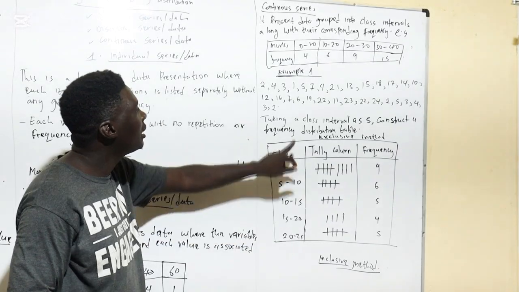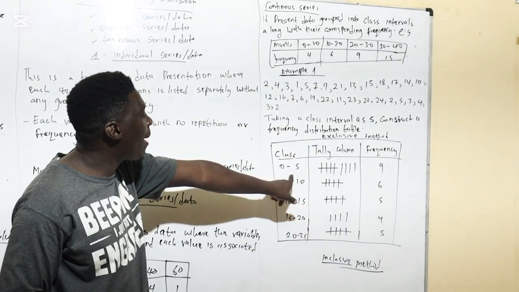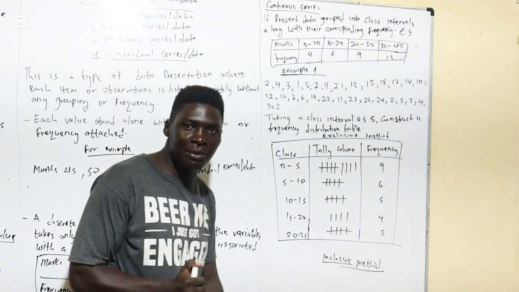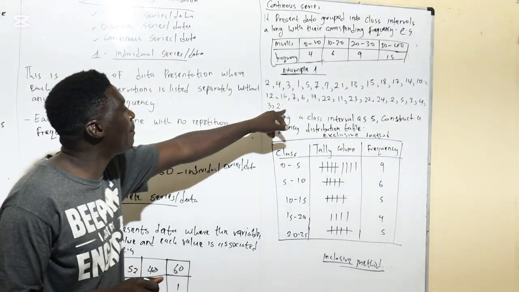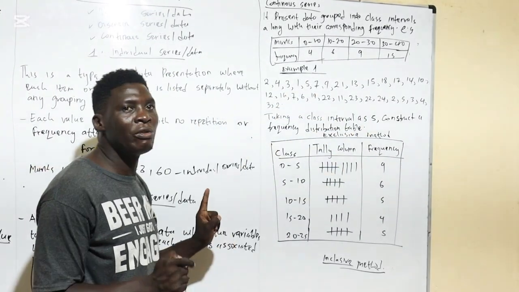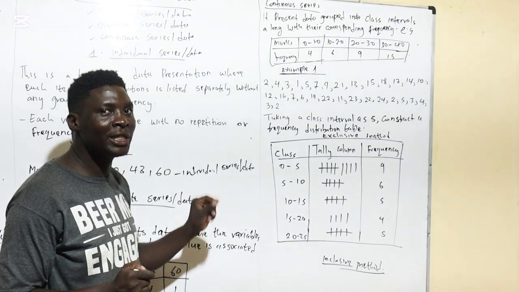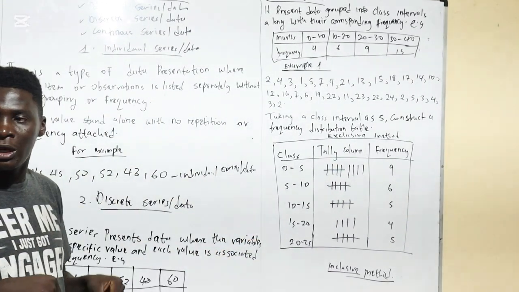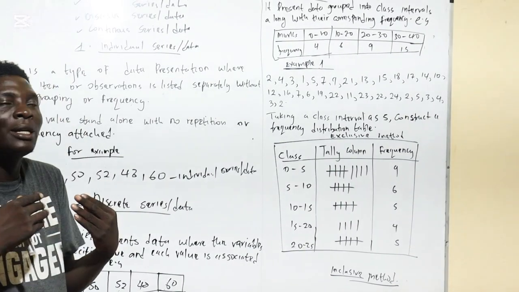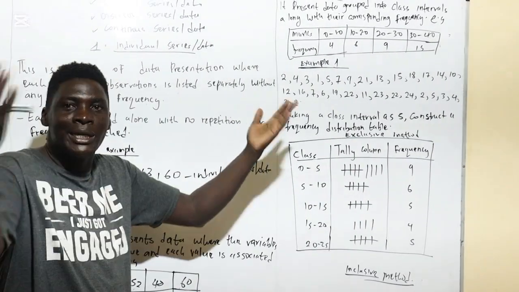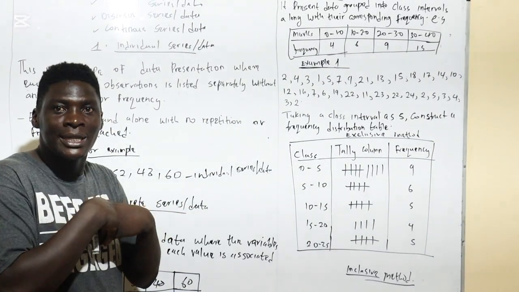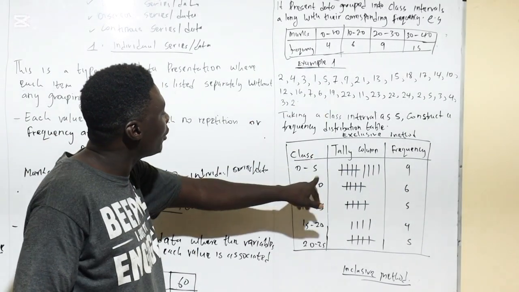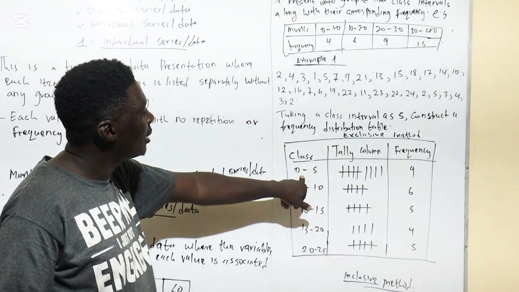But with inclusive, if the minimum is 1, we'll start with 1. And we must end with what? 25. Because we must include each and every number here. But with exclusive, we don't have to include every number. That's the difference between the inclusive and exclusive methods. Just from the normal term, exclusive, you can exclude. Inclusive, you must include. Now, with the exclusive method, we'll start with 0 to 5.